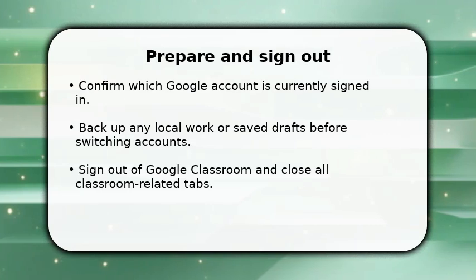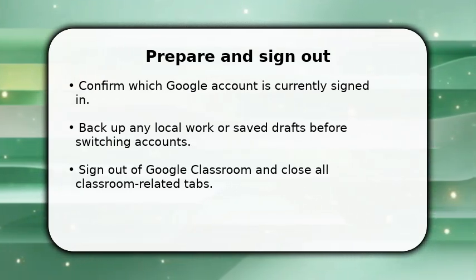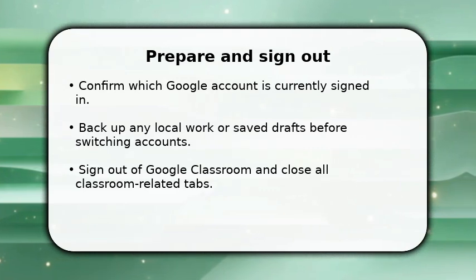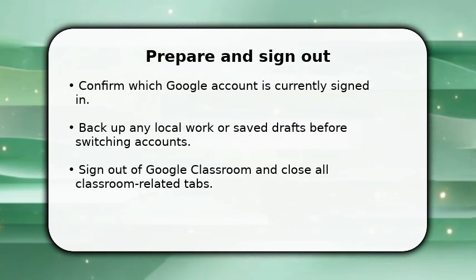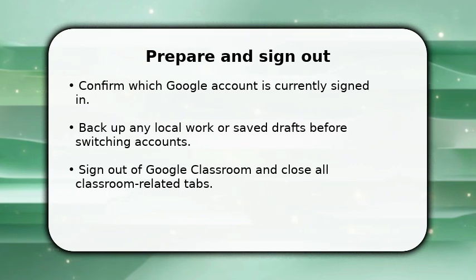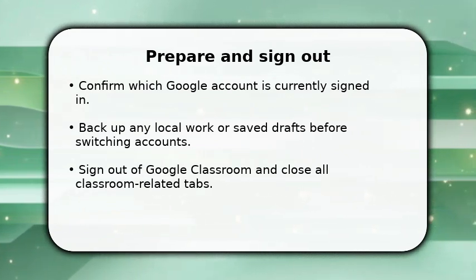You need to act now. Check which Google account Classroom is using and note the incorrect email. Once identified, back up any unsynced drafts or attachments to Google Drive or local storage so nothing is lost when you switch. Next, sign out of Classroom and close all Classroom tabs and other Google apps. This clears active sessions. Doing this prevents cross-account caching.